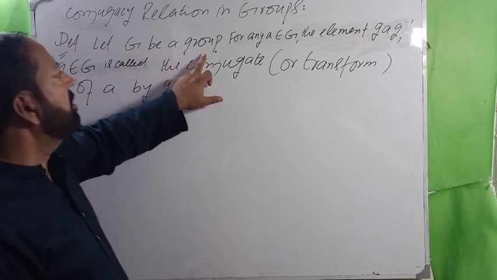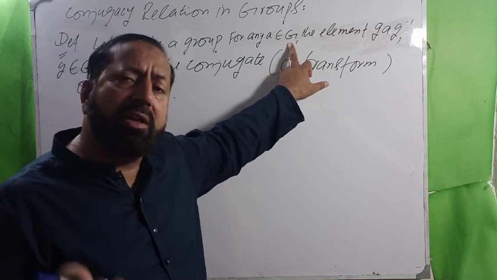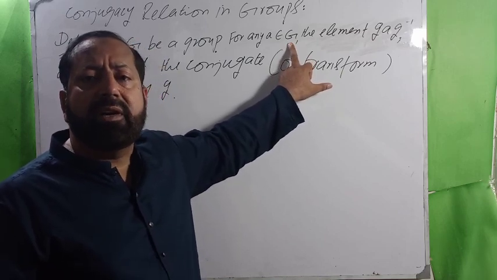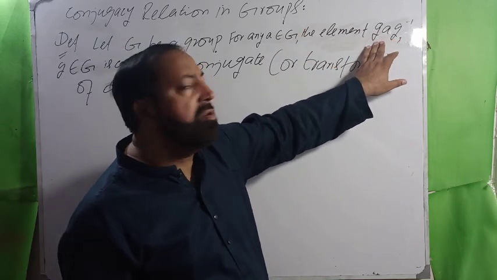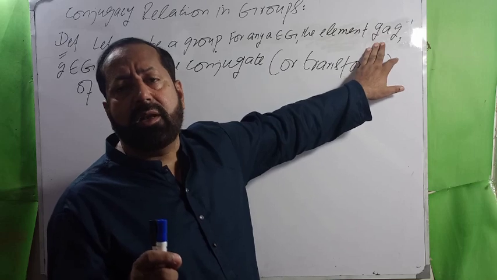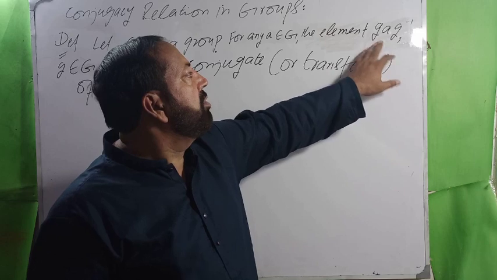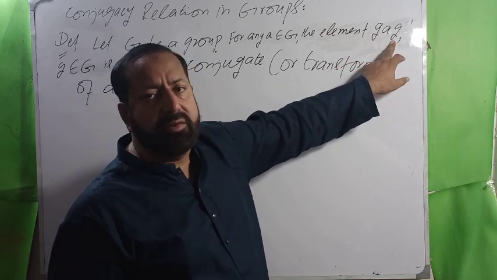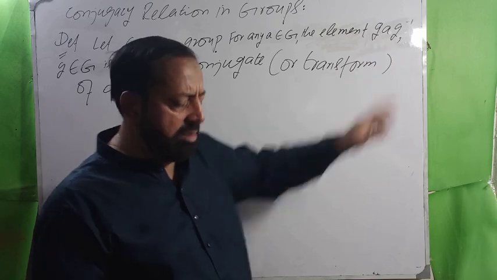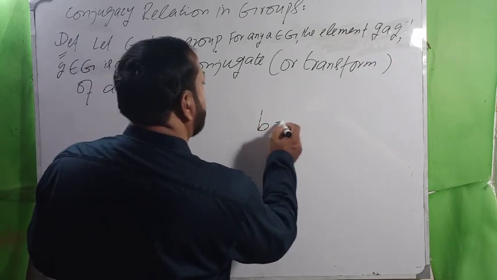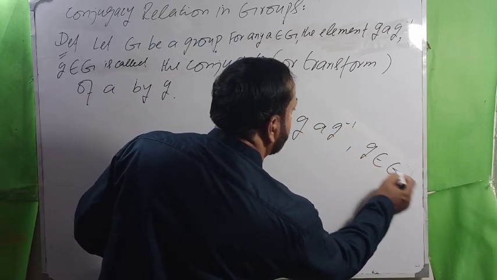Let G be a group, and let A belong to G. A is any element of G. Corresponding to any element of G, you can find its conjugate element, right? The element g a g inverse. How can you find this element? You take an element g from the same group and multiply like this: g a g inverse. You can say that this is some element b. So b is equal to g a g inverse, of course where g belongs to G.